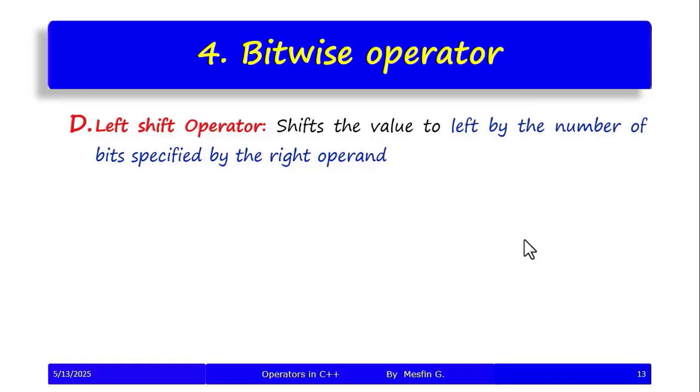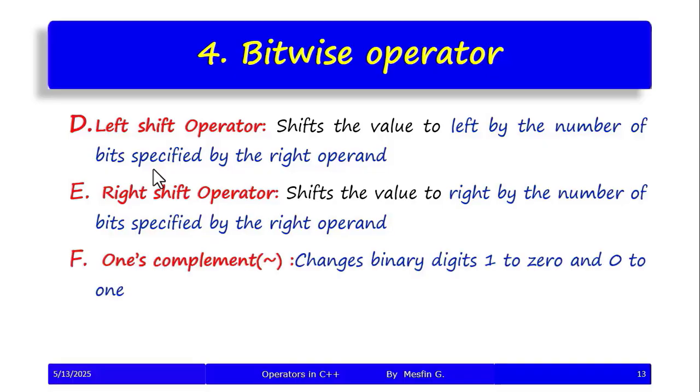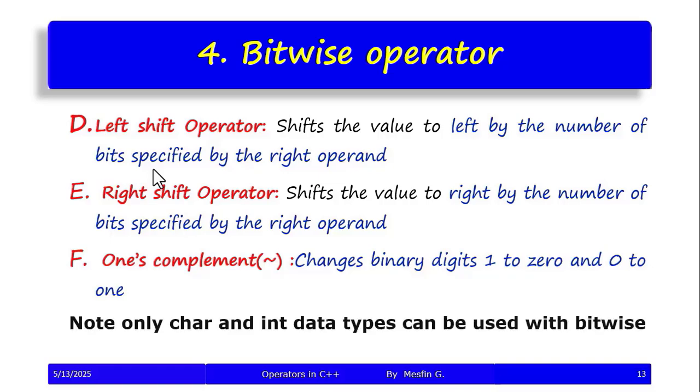So the next one is the left shift operator. It shifts the value to the left by the number of bits specified by the right operand. The right shift operator shifts the value to the right by the number of bits specified by the right operand. And one's complement changes binary digits 1 to 0 and 0 to 1. Note, only character and integer data types can be used with bitwise operators.